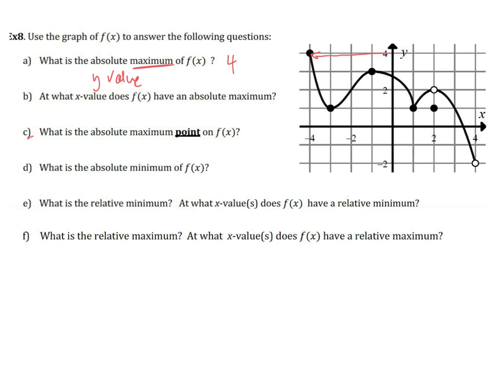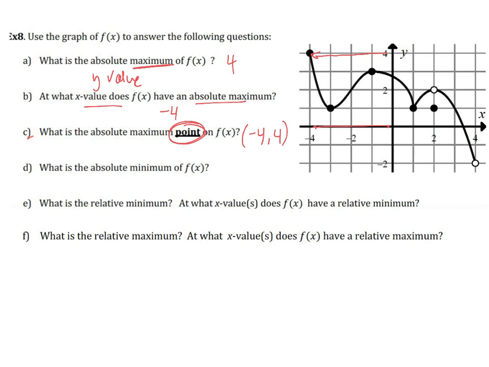Letter C says, what is the absolute maximum point? Okay, the point is your ordered pair, right? And so we were taking the y value, the absolute maximum is just the y value. And then it says, at what x value does it have an absolute maximum? Well, my x value associated with that is -4. And so what is the absolute maximum point? Well, that's your ordered pair of -4, 4.